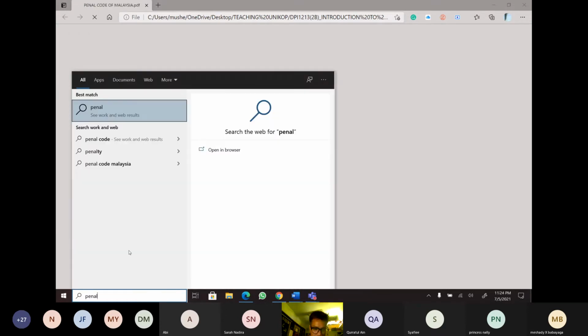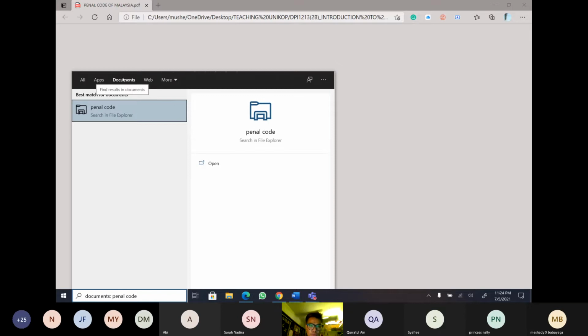Lambatnya ya Rabbi. Sorry slownya. Penal code. Ya Allah, lembabnya. Lot penal code document kan ada yang buat chat. Buat keluar. Sorry sebab dia okay. Tak keluar baik.